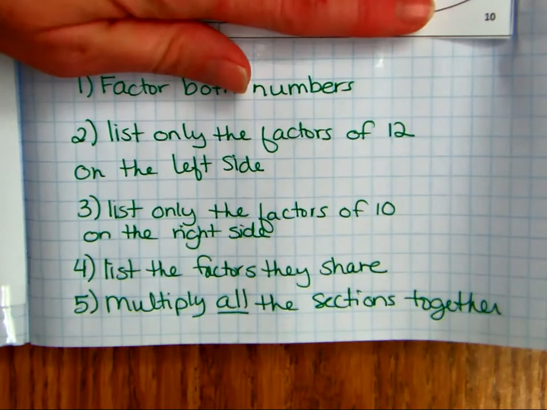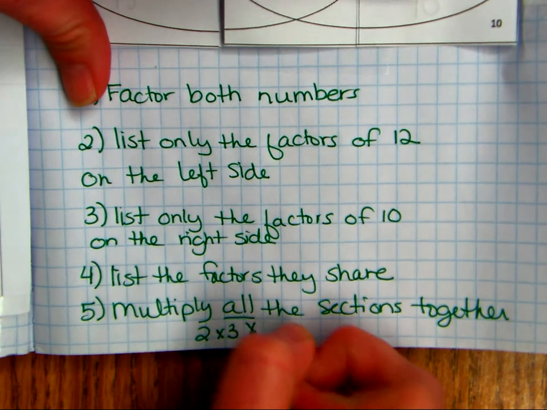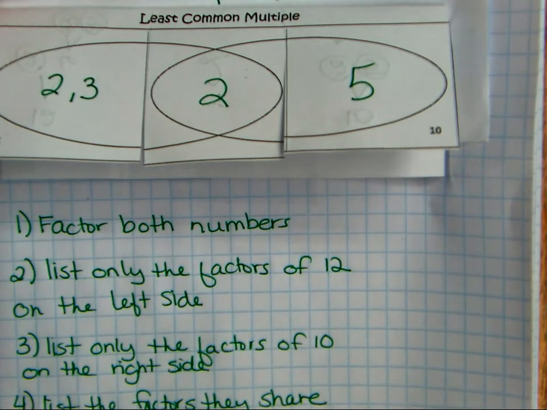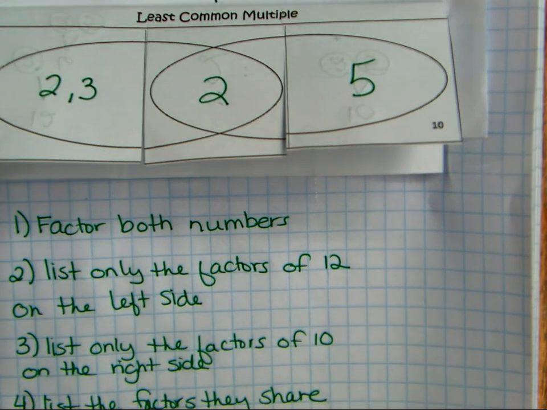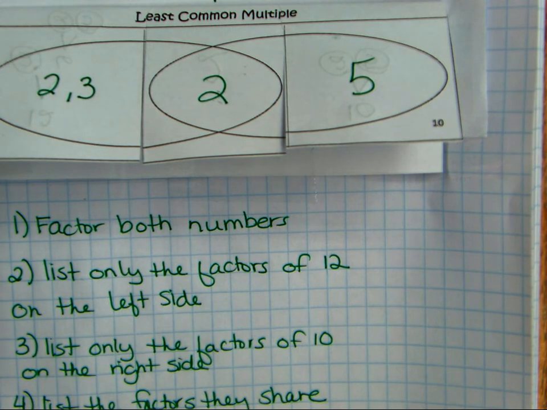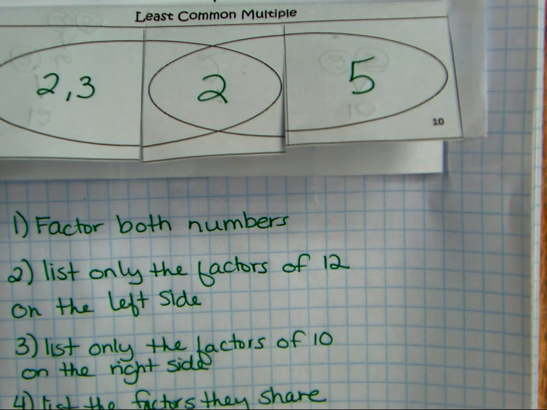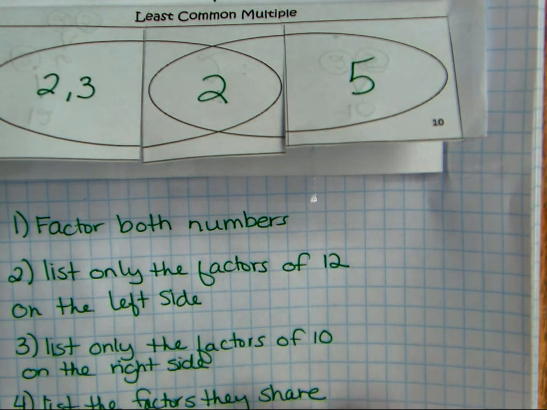So we're going to list our numbers. We have 2 times 3 times 2 times 5. So take a moment and multiply those straight across. Okay, so now that you've done that, hopefully you got 2 times 3, which is 6, and 6 times 2, which is 12, and 12 times 5, which is 60.